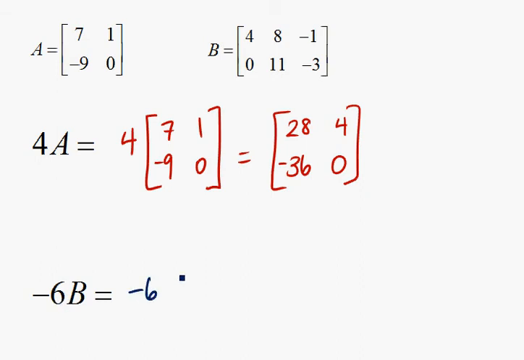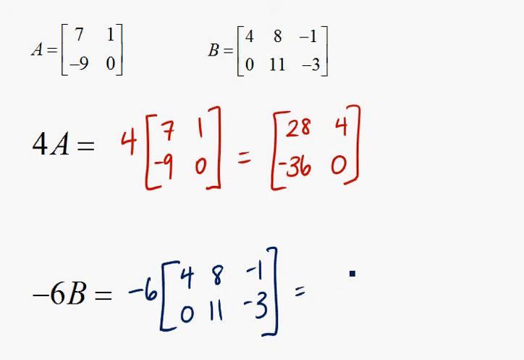So let's do negative 6 times the matrix with first row 4, 8, negative 1, and second row 0, 11, negative 3. Again, I'm just going to distribute the negative 6 to each entry in my matrix.